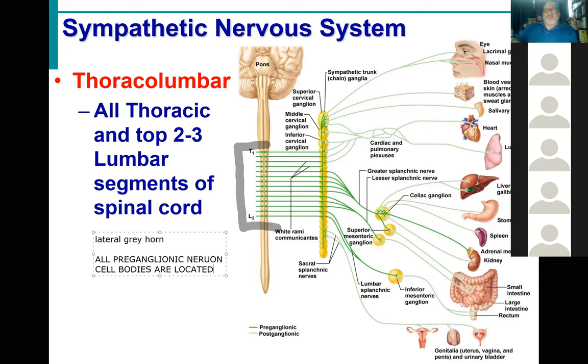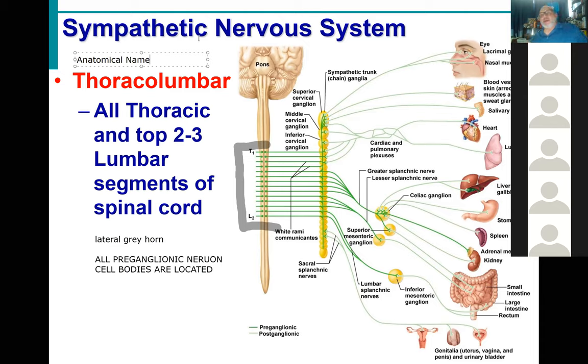So all of our pathways, as elaborate and dynamic as the pathways of the sympathetic nervous system can be, all begin in the lateral gray horn of our spinal cord between T1 and L2 or 3. So not surprisingly, if the parasympathetic is the craniosacral because it comes off of there, when we talk about the anatomical name of the sympathetic nervous system, we refer to it as thoracolumbar. All right, so that is a good starting point.